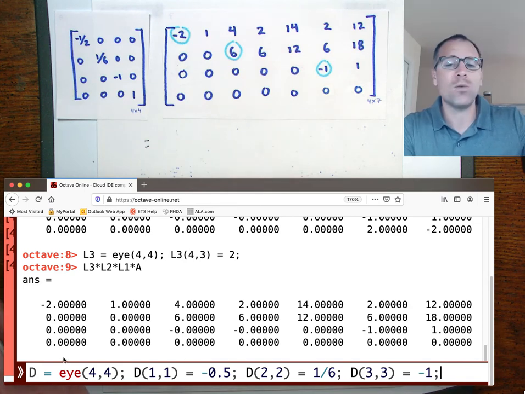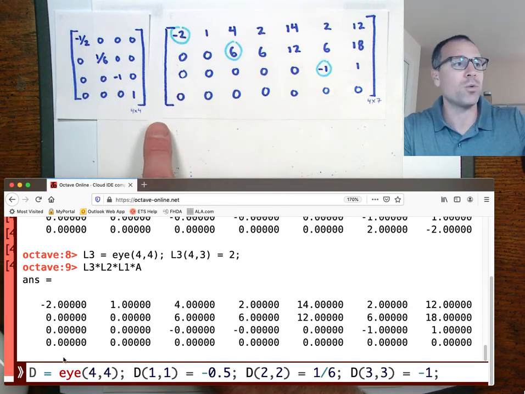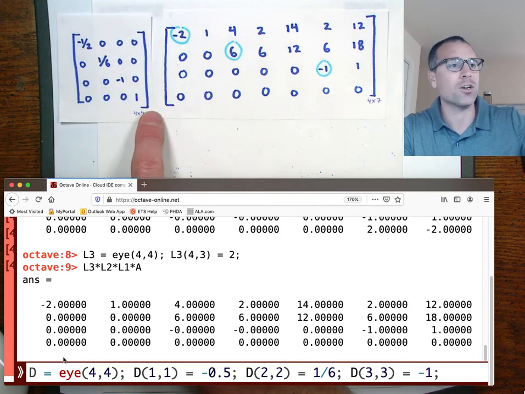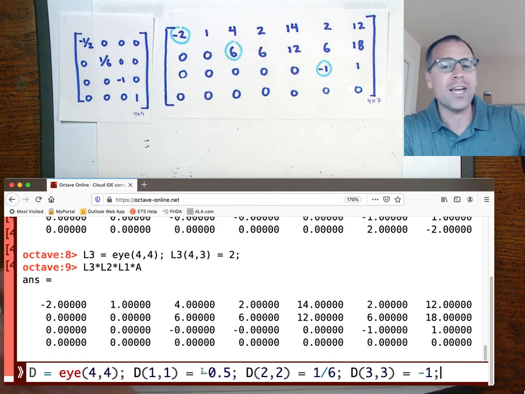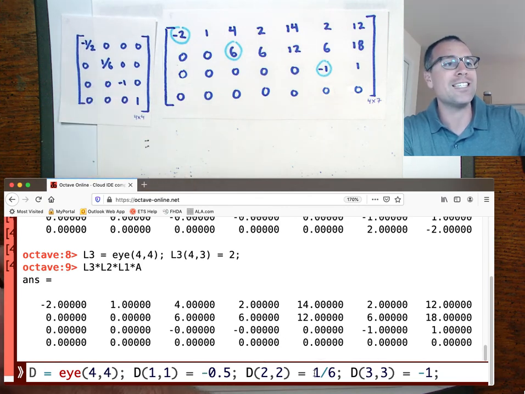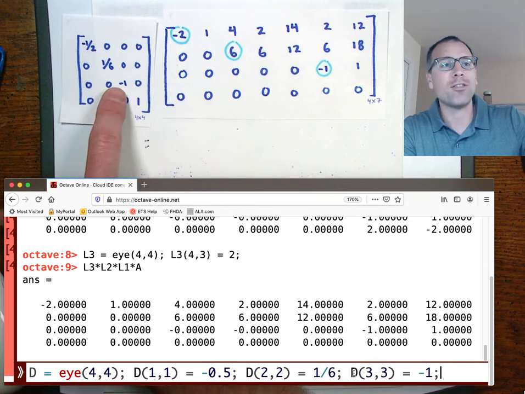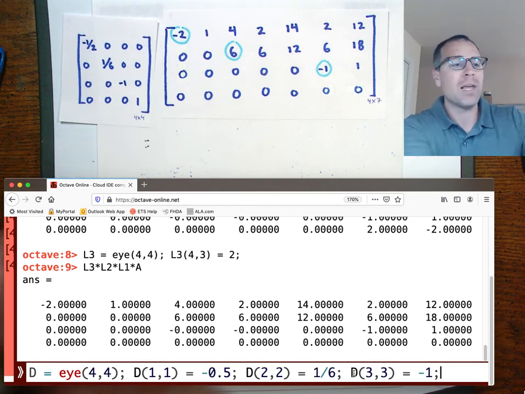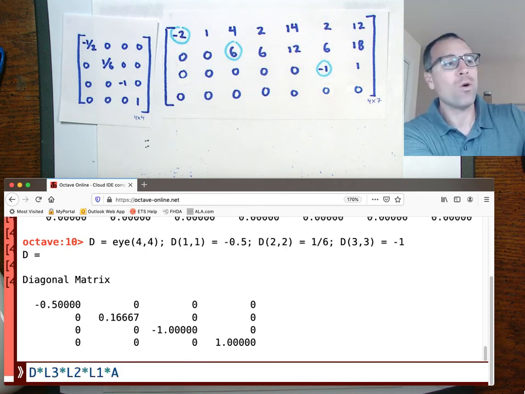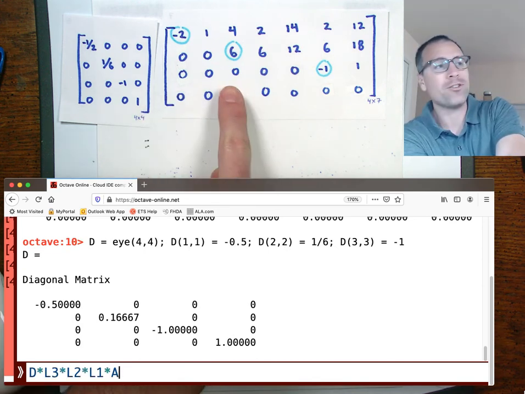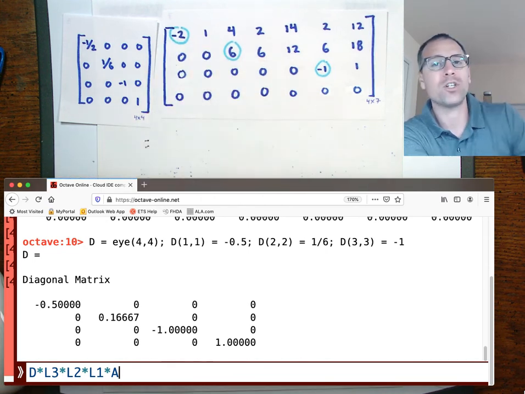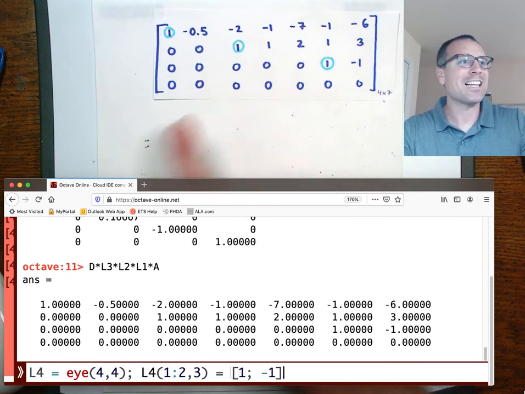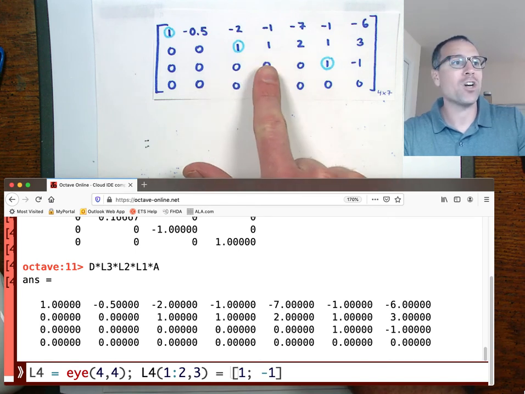On screen, you see we're going to define a diagonal matrix with 1s all on the diagonal. And then I'm going to overwrite entry 1, 1 with the value negative 0.5. I'm going to overwrite entry 2, 2 with the value 1/6. And I'm going to overwrite entry 3, 3 with the value negative 1. Let's go ahead and store that matrix. Now when we multiply D by the matrix that we have in row echelon form, all of those pivots should have value 1. And that's exactly what we see in our calculator and on screen.